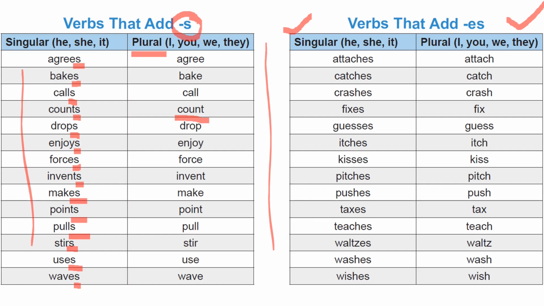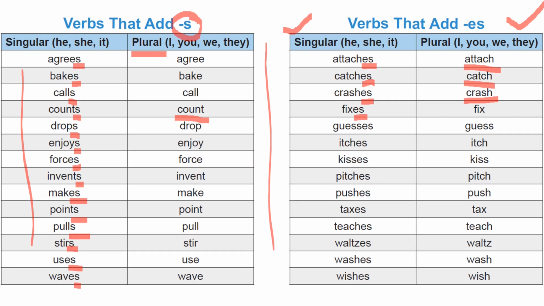We have the word attaches. So here there is es at the end. When we remove this es, it becomes attach, and this attach is the plural form. Catches. We remove es to create its plural form. It becomes catch. We have the word crashes. Again, we remove the es and it becomes crash. Fixes becomes fix.